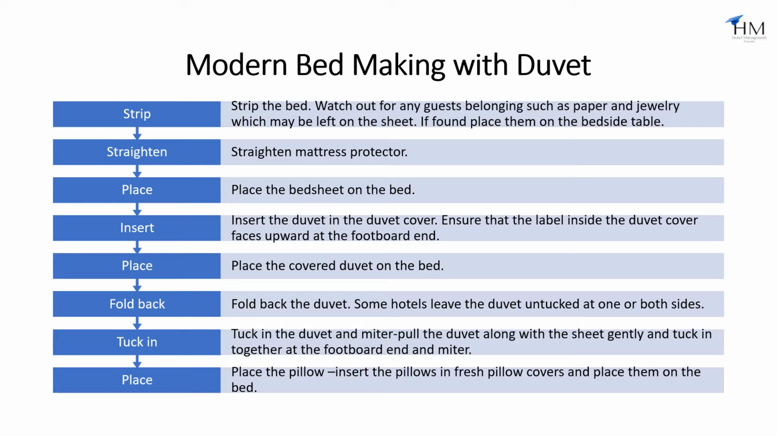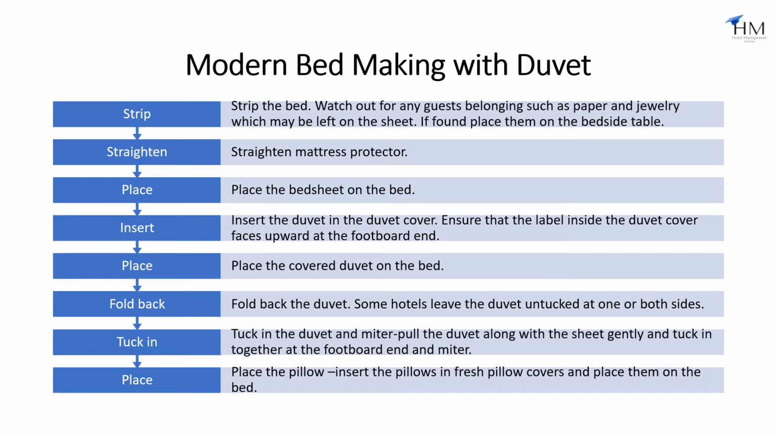So let's start the bed making process. The bed making process starts with the stripping of the bed. We remove bed sheet, pillow cover and duvet cover from the bed. We have to look for guest belongings such as paper and jewelry which may be left on the sheet. If found, place them on the bedside table if it is an occupied room, and if such items are found in a checkout room, these items should be deposited with the lost and found section.